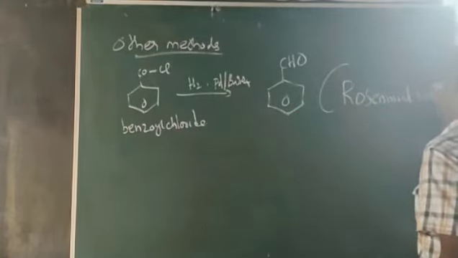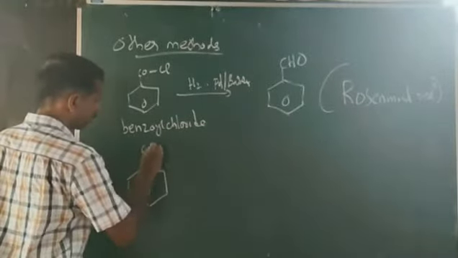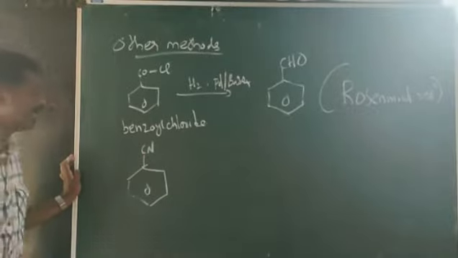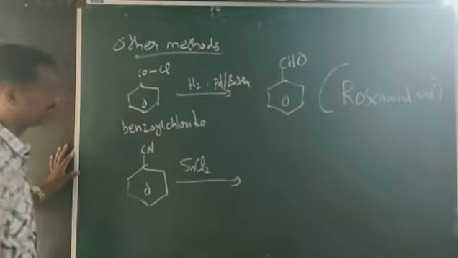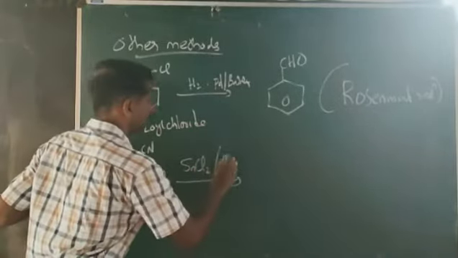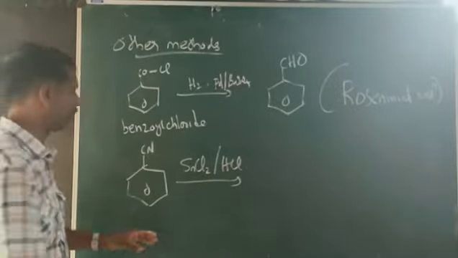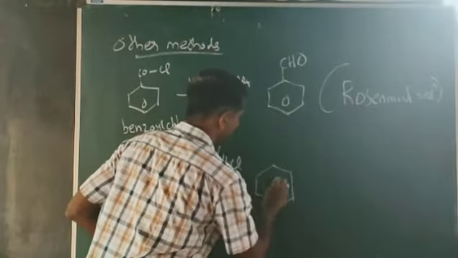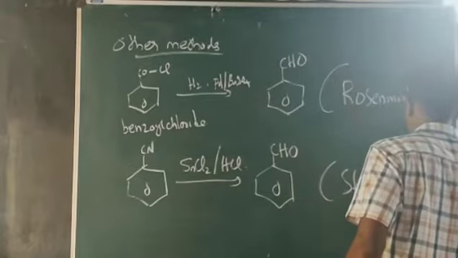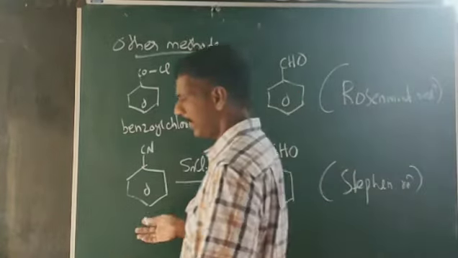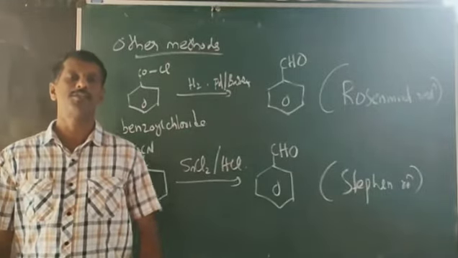Similarly, if I take RCN, an alkyl cyanide, when reduced with stannous chloride, SnCl2, and HCl, what do we get? The CN group will be converted to CHO. What is the name of this reaction? Stephen reaction. And these methods can also be used for the preparation of benzaldehyde.